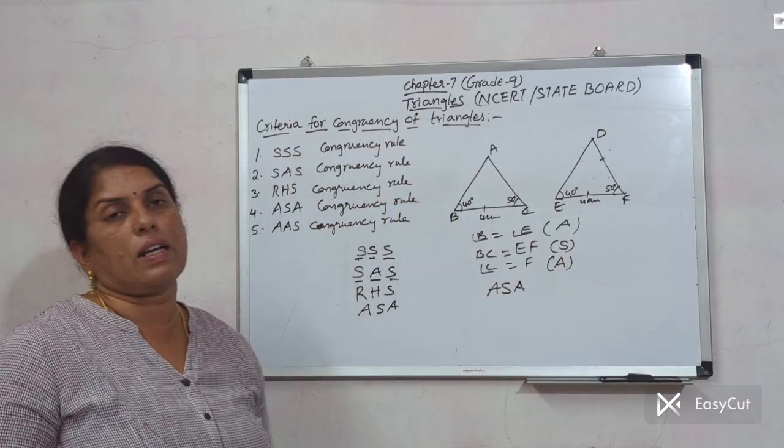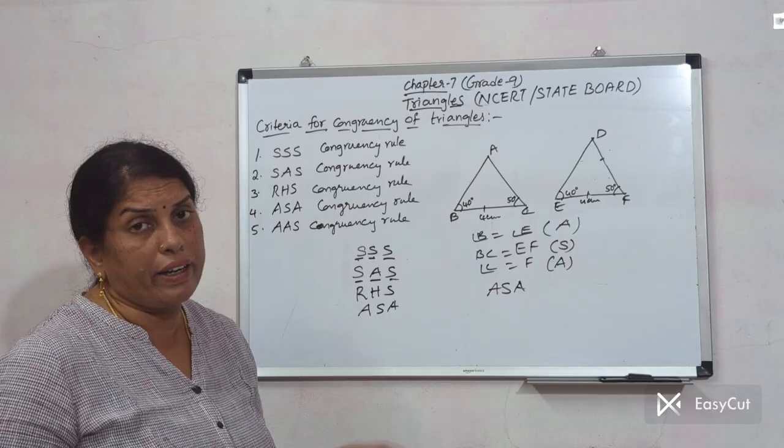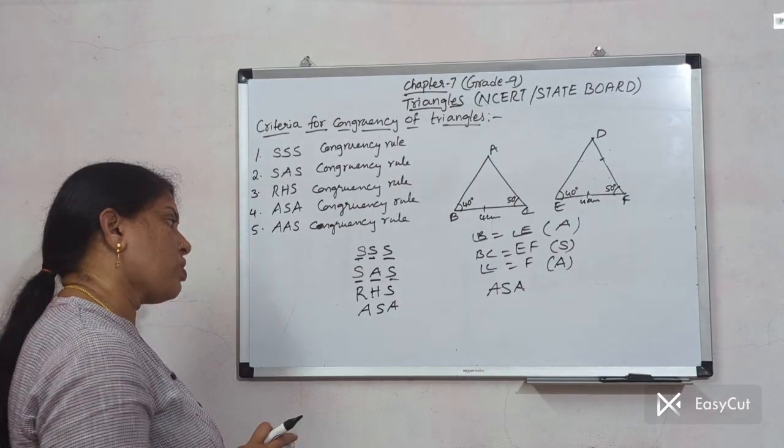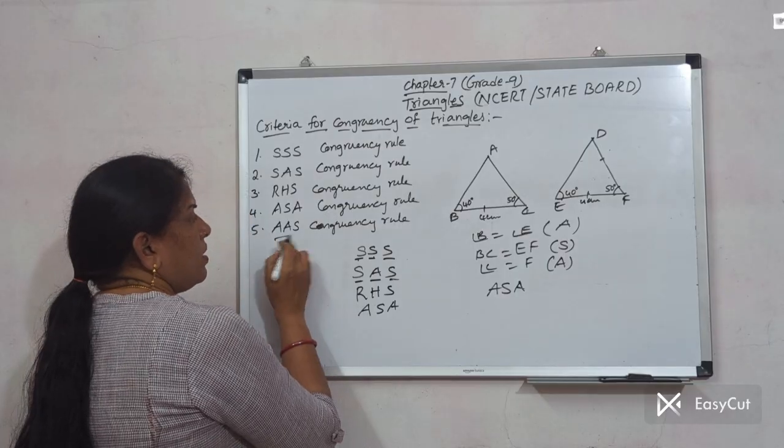Then only these two triangles are said to be congruent according to what criteria? ASA criteria. Understood? Next one, AAS.